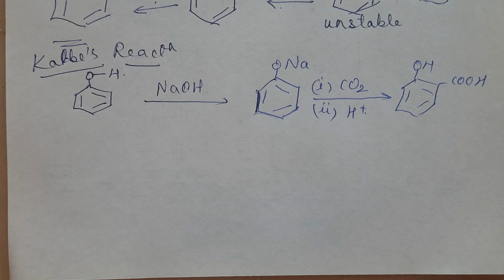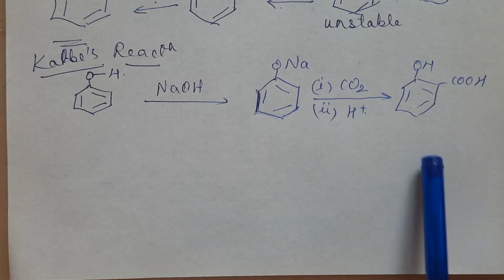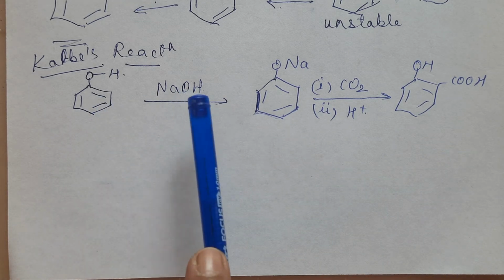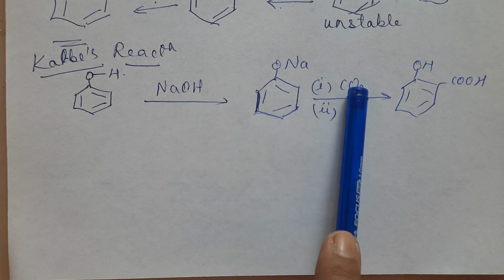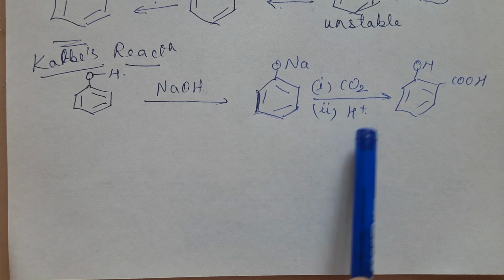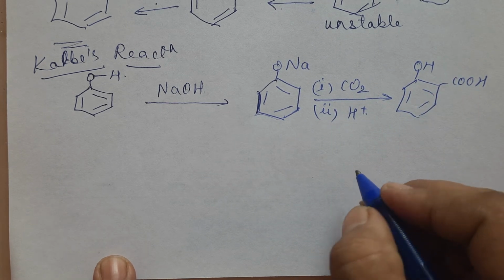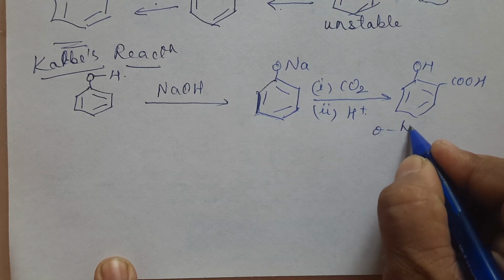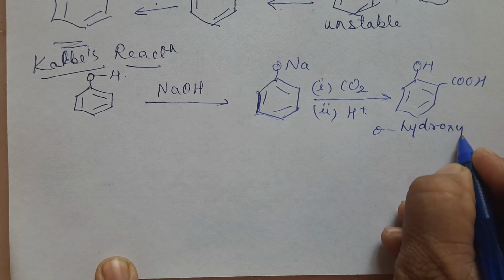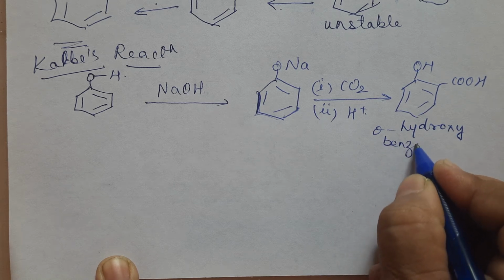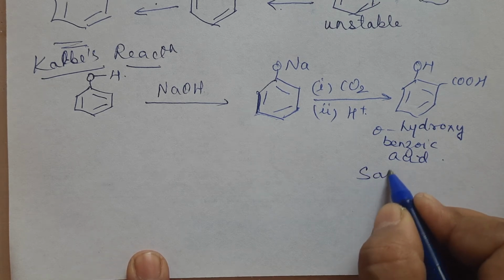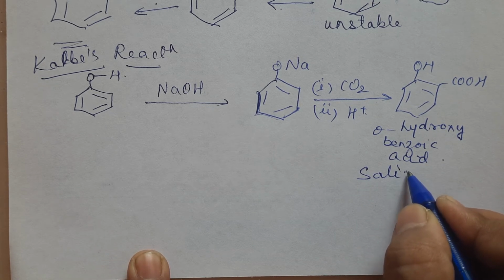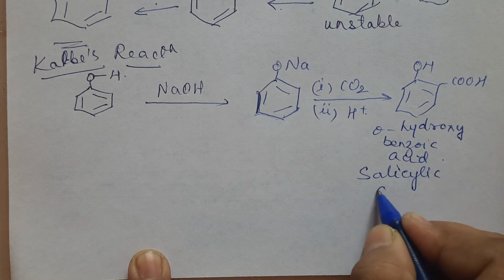Next important reaction of phenol is Kolbe's reaction. Now the reaction is this. It says phenol in the presence of base first forms sodium phenoxide, then in the presence of carbon dioxide and H plus acid medium forms orthohydroxybenzoic acid. Orthohydroxybenzoic acid is also called salicylic acid. It is salicylic acid.